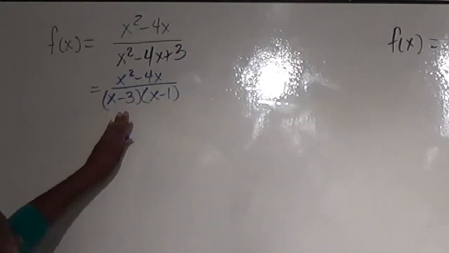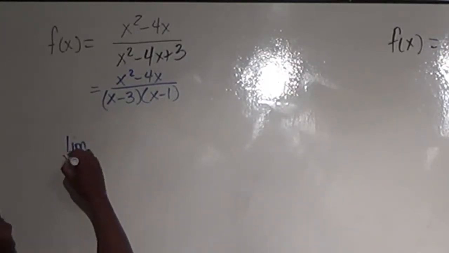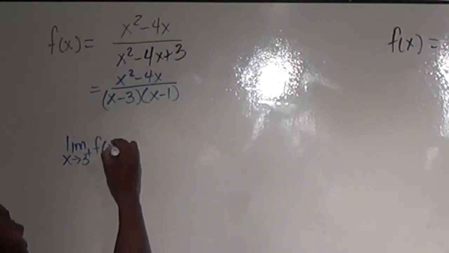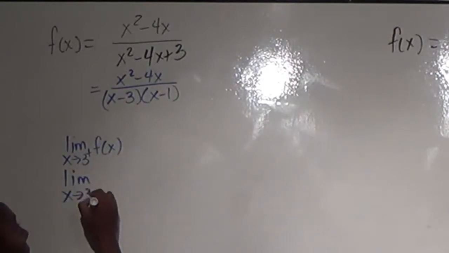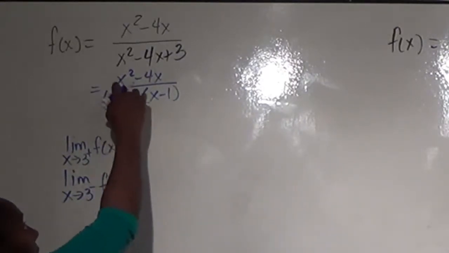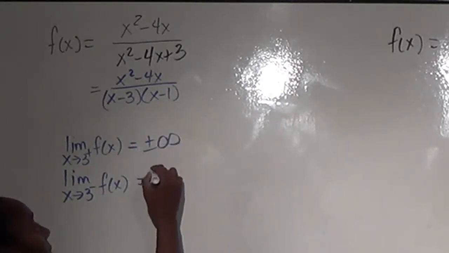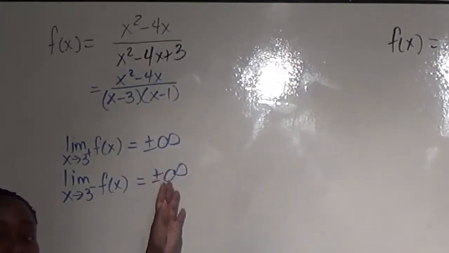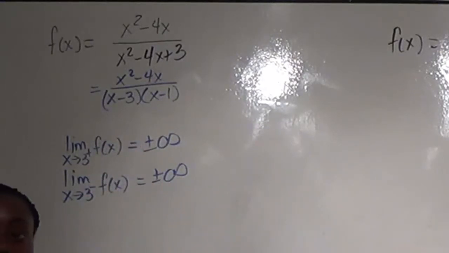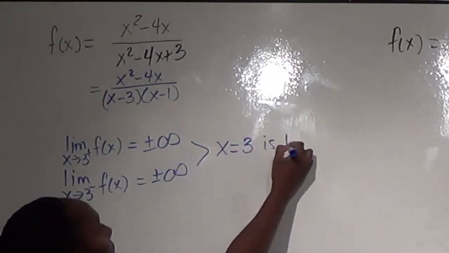Okay? And so here it's very easy to see. If I look at the limit as x goes to 3 from the positive side, or the limit as x goes to 3 from the negative side, because I get 0 in the denominator, these are going to go to plus or minus infinity. In this case, I don't actually care which one it goes to. I just care that it goes to something infinite. And because it's going to something infinite, this tells me that x equals 3 is a vertical asymptote.